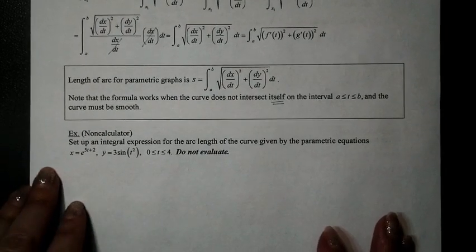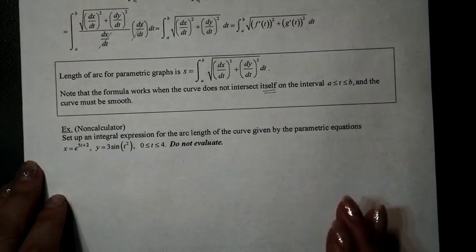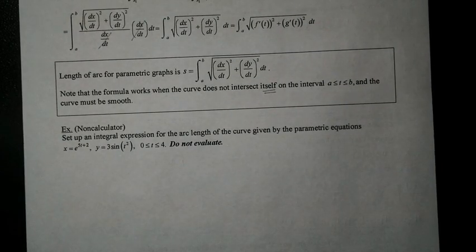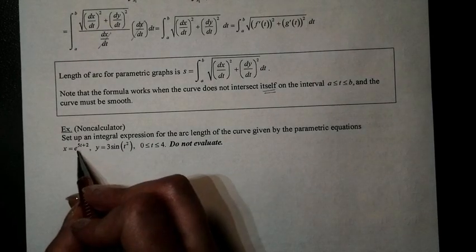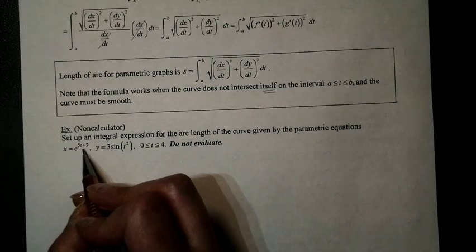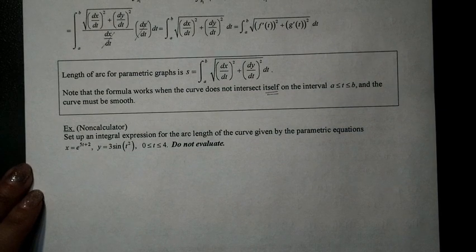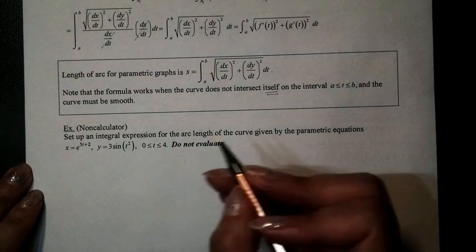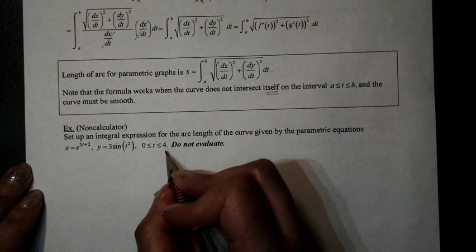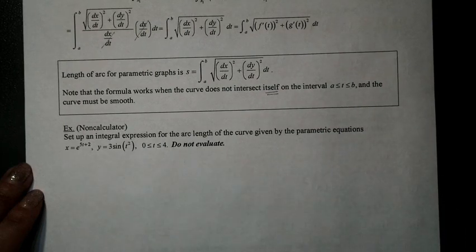Anyway, what we're going to do here is set up the integral expression for the arc length of the curve given by the parametric equations, and they give you x equals e to the power of 5t plus 2, and y equals 3 times sine of t squared. The t is bounded by 0 and 4. They tell you not to evaluate.